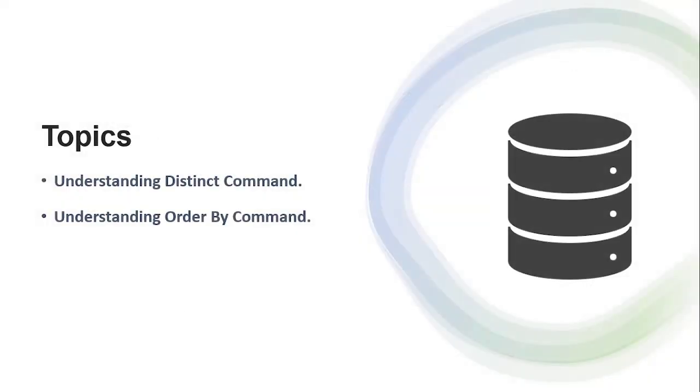Today we are going to learn about what is distinct and what is order by commands in SQL Server. The distinct command is used to filter the rows. It displays only the unique values in your column, and order by is used to arrange your results in ascending or even in descending order. So let's see both the concepts with some examples in our SSMS. Let us get into that.